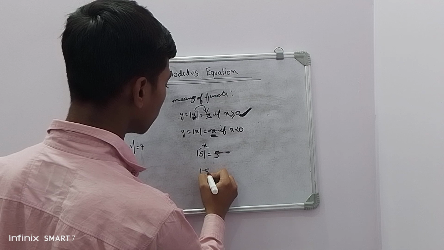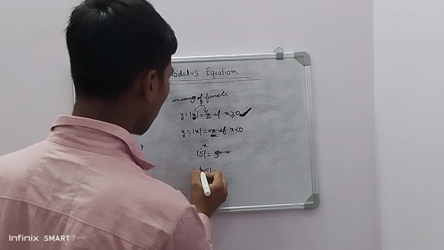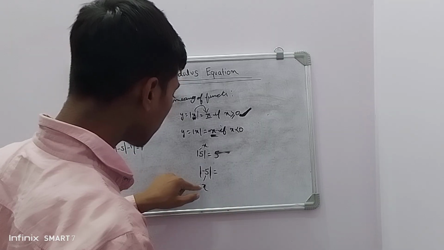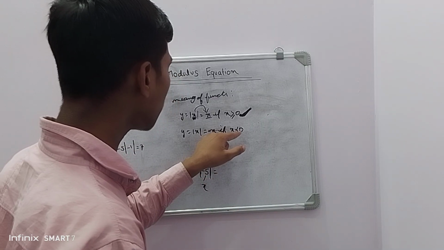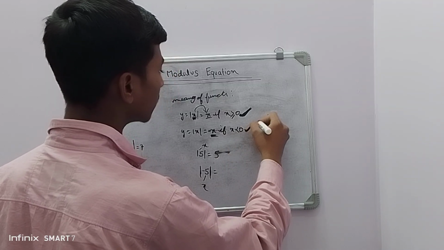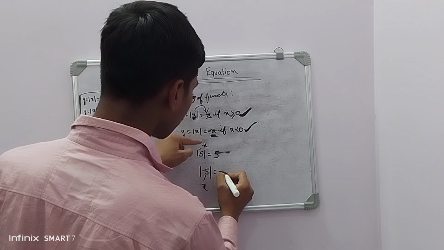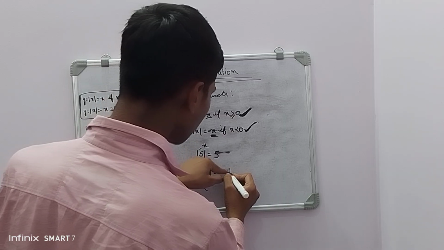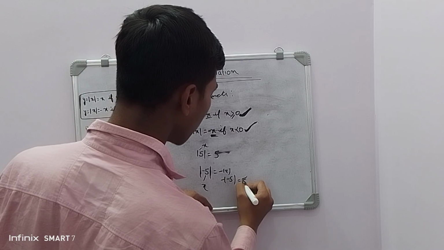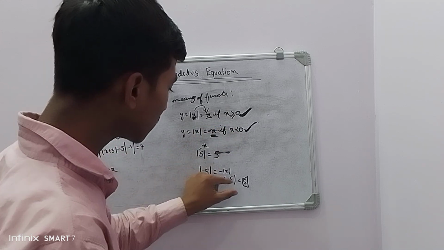Suppose we take minus 5, mod minus 5. Then you get the second case here, to find how to open the mod. Let's suppose this one is x. As you can see, x is less than 0, so in the second case you have to open this modulus by the second case. So if x is less than 0, then you have to write minus x. Here x is equal to minus 5, and minus x is then again 5.